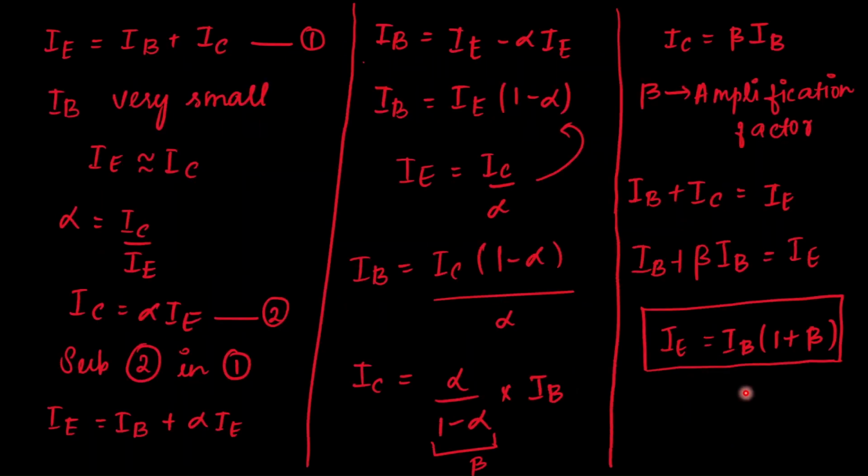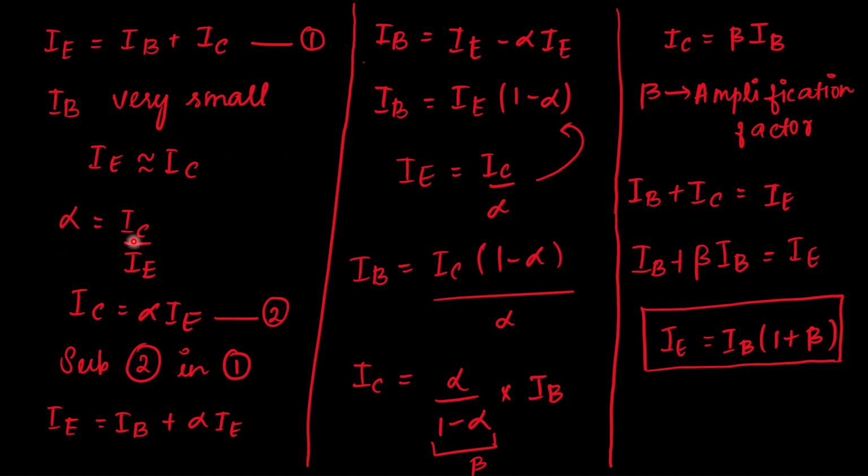Next is a very important thing. This is the current equation with IB, IE, IC. I'll tell you how to derive this also. IE = IB + IC, which is the basic current equation. Here we know that the base current is very small, as we saw in the working. So emitter current will be almost equal to the collector current. You should never forget this. It is a very basic thing, but very important.